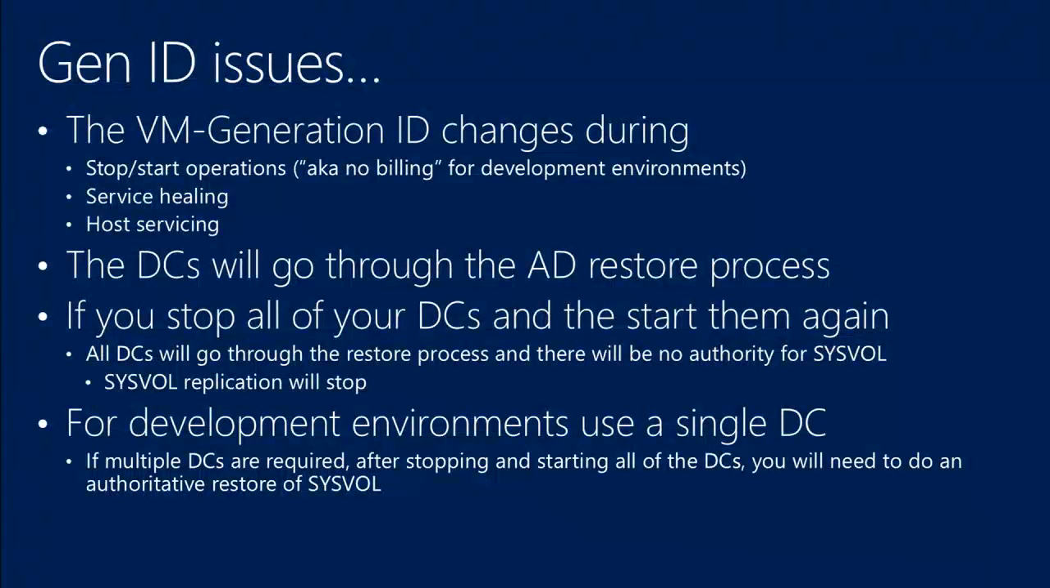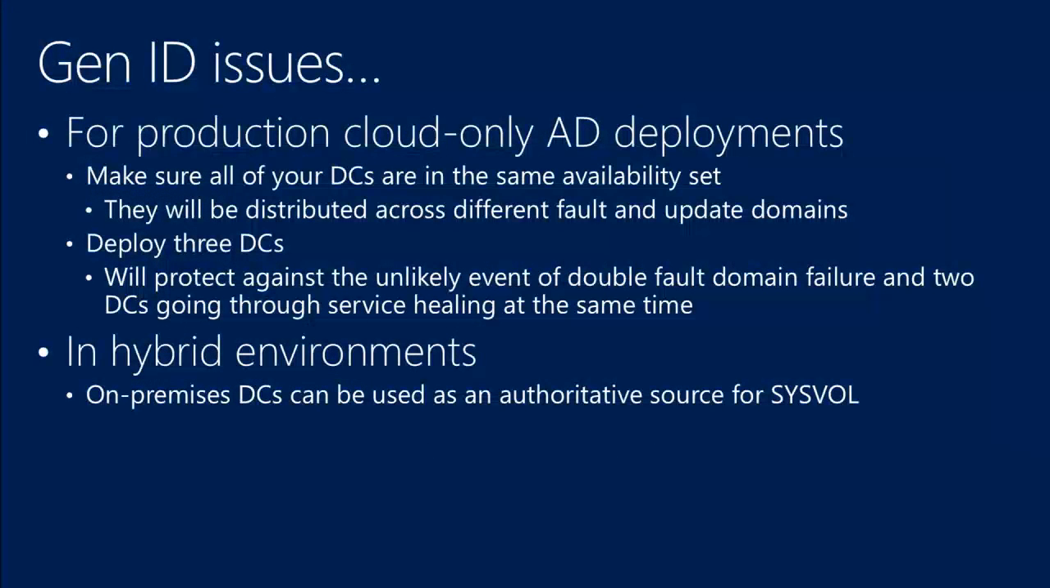We've also got service healing and also host servicing. Service healing is where a VM crashes, and effectively what Microsoft does is start up a new VM and attach your hard drives, right? At that point, the generation ID GUID will change. But in terms of service healing and host servicing, what we need to do is make sure that our DCs are distributed across what's called fault domains and update domains.